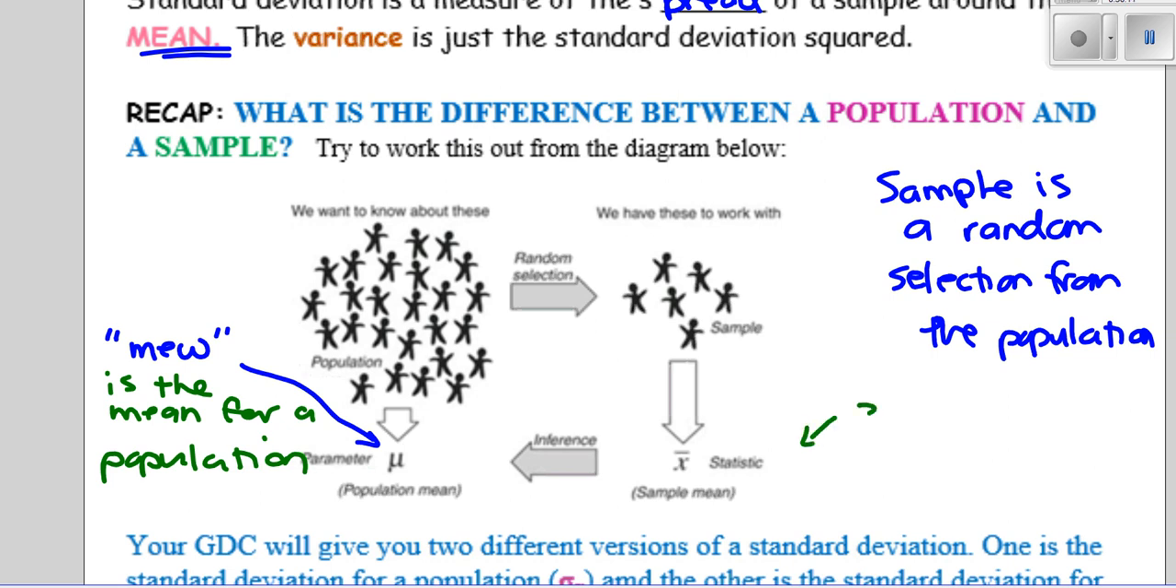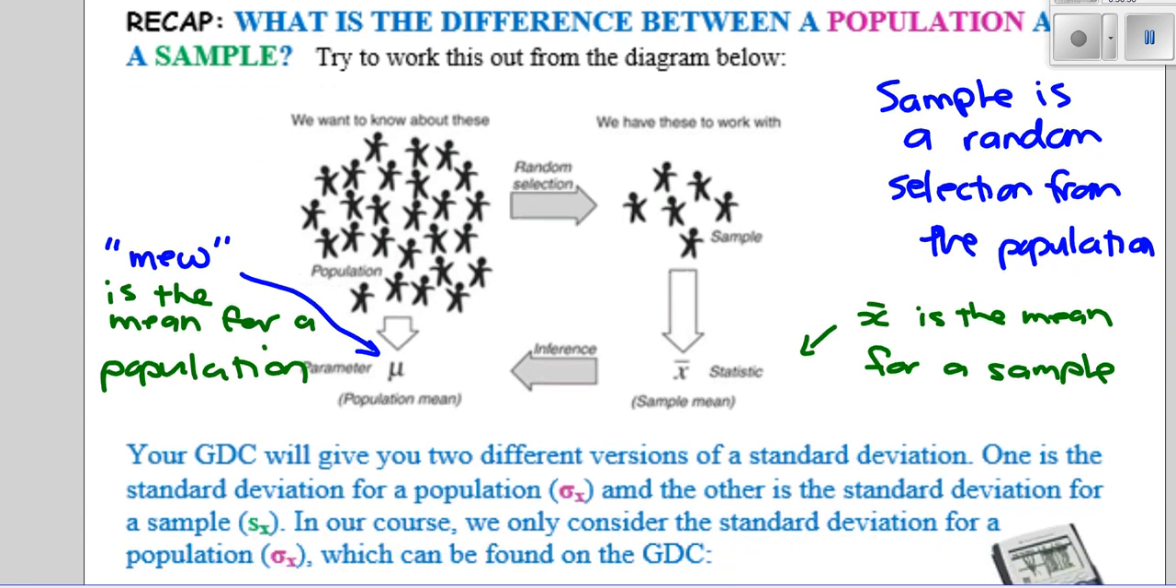x bar is the mean for a sample. Those are the symbols we generally use. There are population means and sample means. The population mean is the mean of all of them, the big group. The sample mean is the mean of the little sample that you randomly selected from the population. So we're just recapping: x bar is the mean from a sample, mu is the mean from a population.